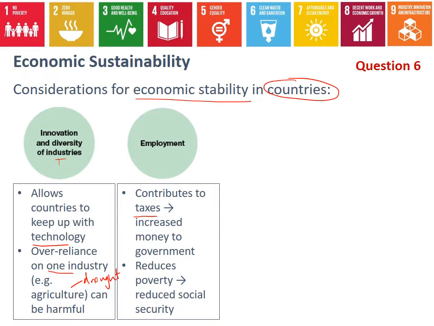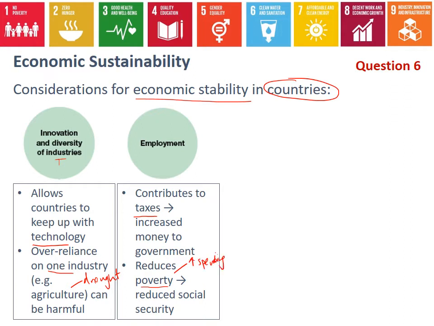But also, lots of people being in employment means there's less poverty, which has two main impacts. One is that it reduces how many people rely on social security, if a government offers social security. But the other thing, if people aren't in poverty, means they are spending money.